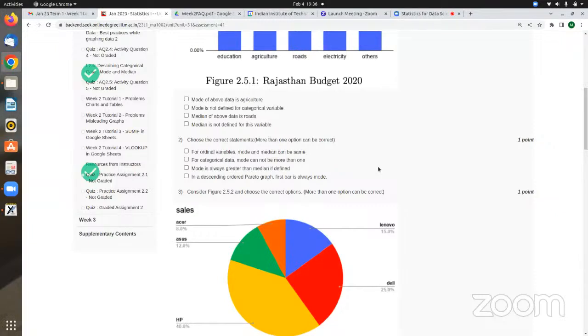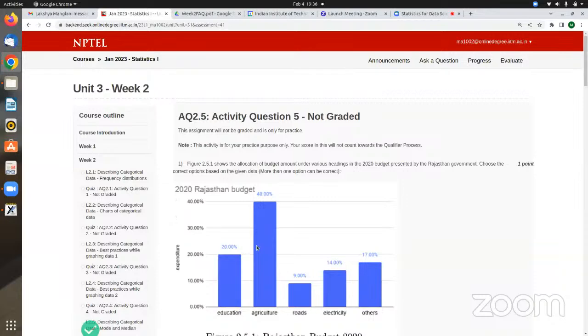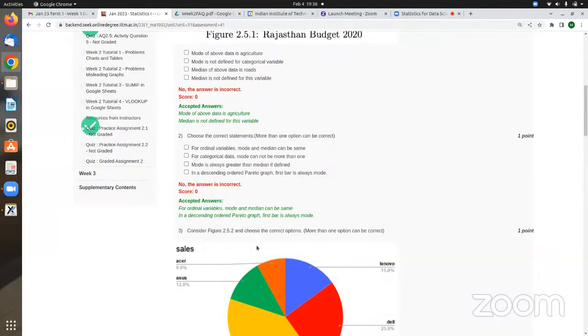Okay. But when I submit it, I get that what answer I selected is wrong. I'm able to articulate it, but I'm not sure in the exam if any question comes similar to this, I'll be able to articulate it, because I will not be knowing the answer at that time. Right now, I know the answer.